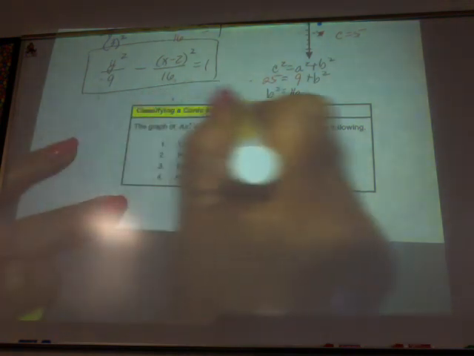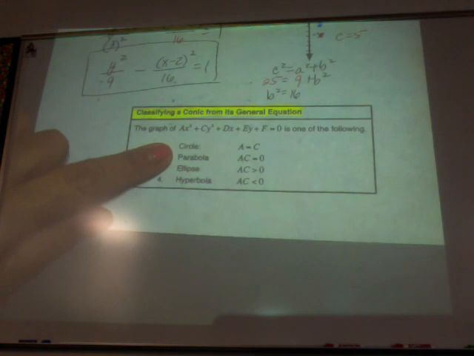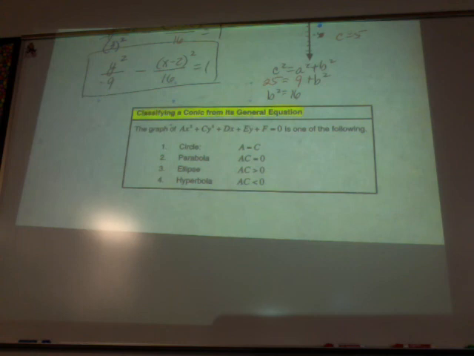What's a conic? A parabola, an ellipse, a hyperbola. Okay, so you're going to have to, and then also notice that there's a circle in here too. That's a conic also. We've just done circles before, haven't we? We're not going to do them again. They're easy. Now let's talk about this.